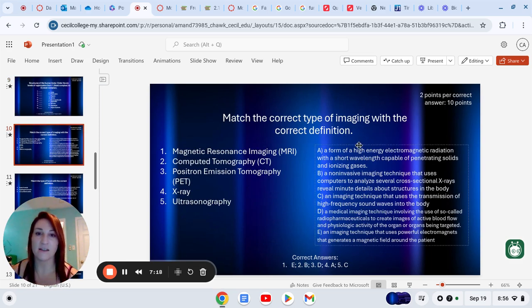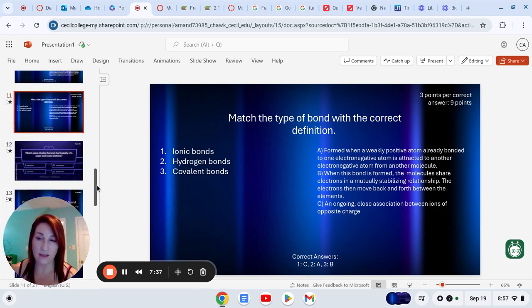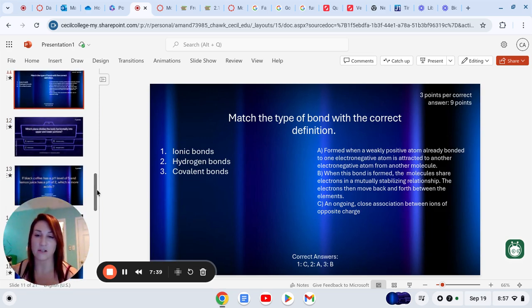So this is match the correct type of imaging with the correct definition. So there's MRI, CT, PET scan, X-ray, and ultrasound. And then the answers are all jumbled up on the right, and the students would have to provide the correct answer to that. The next one is match the type of bonds with the correct definition. So again, it's matching.